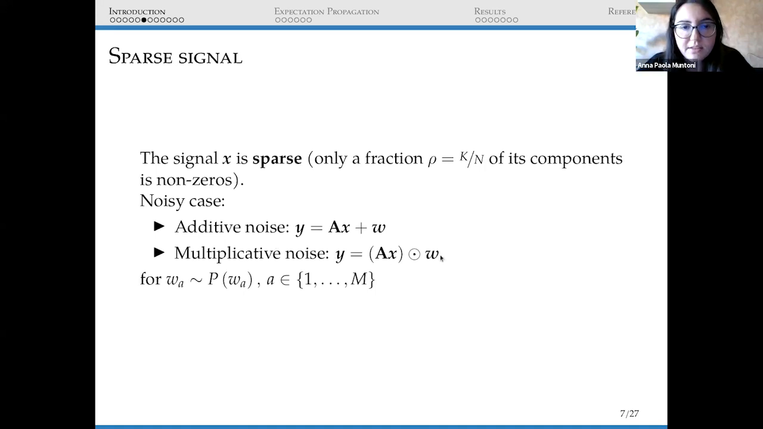Then we can address either the noiseless case, where this system of linear equations is perfectly satisfied, or the noisy case. In both cases you can have additive noise, so your true measurement vector y can be affected by some noise w, or also multiplicative noise, where you multiply your true measurement vector y component-wise by a noise w, and this w is assumed to be known by distribution. This noise depends on the machine and follows a certain probability density. In general, we assume that this noise is Gaussian, as we will see in a second.